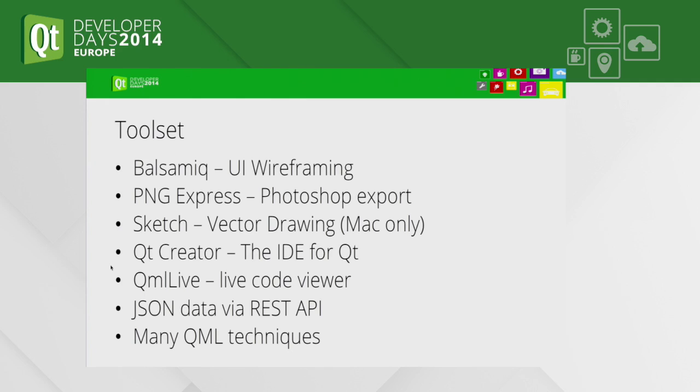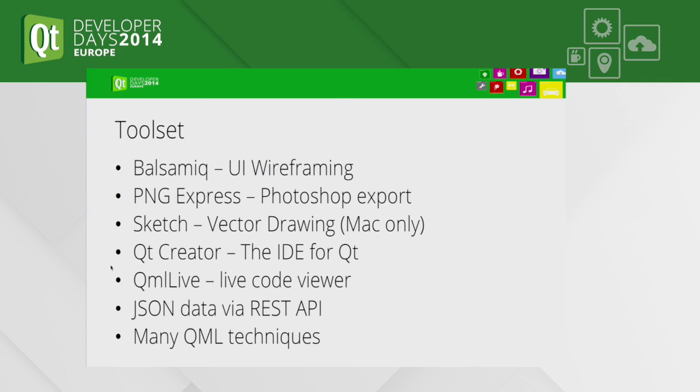So these are tools that we are typically using. Balsamiq, a wireframing tool. You can also use other tools, Azure, there's something or other. Then we use PNG Express for Photoshop exports. I personally use Sketch because I'm not a designer, but I'm pretty good with Sketch already. Qt Creator, our IDE. And there's QML Live, that's our tool, which we open sourced last night at 1 o'clock in the night.